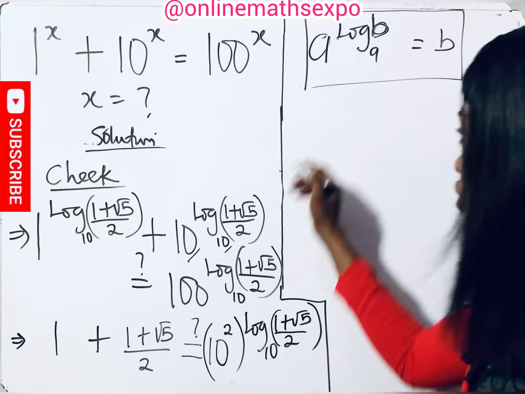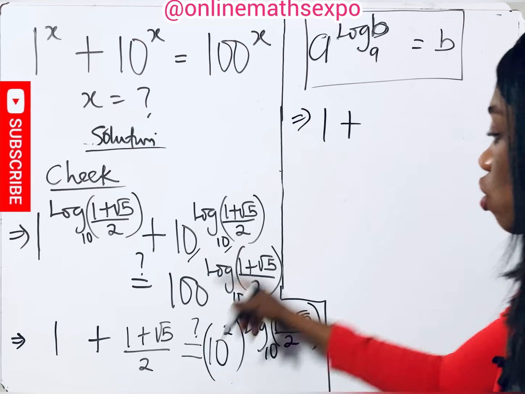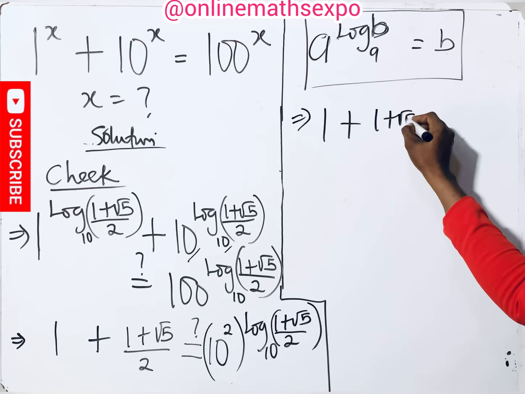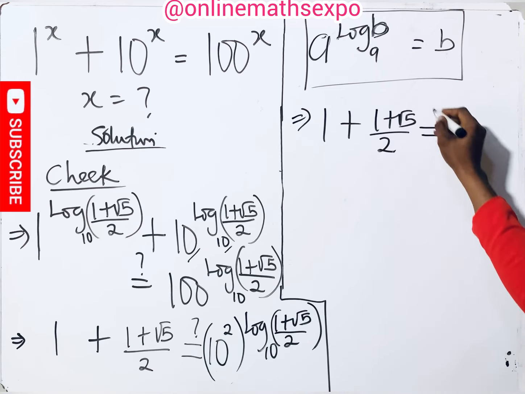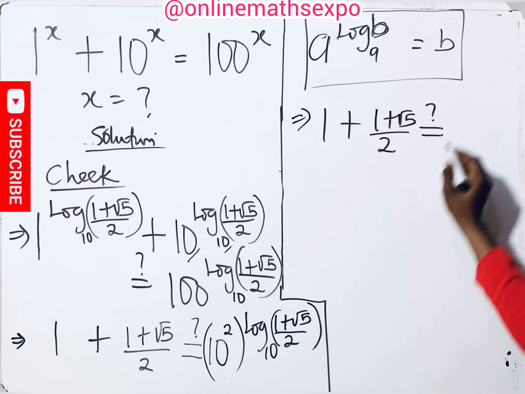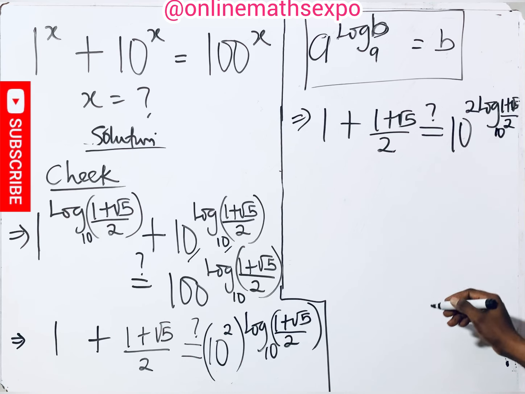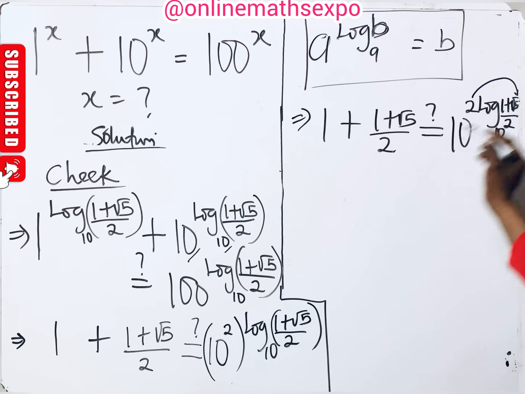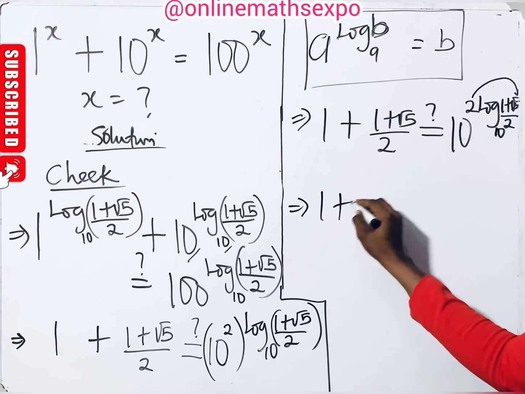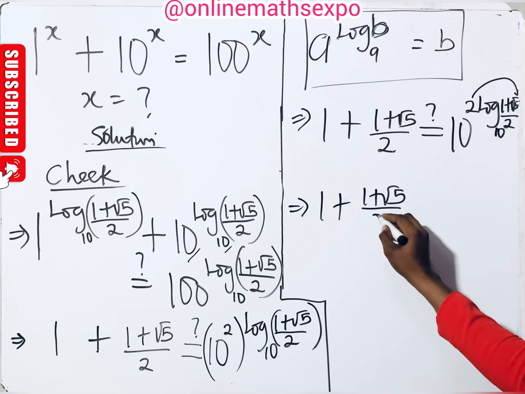So from here, we're going to have 1 plus root 5 divided by 2. Is it the same thing as 10 to the power of 2 log of 1 plus root 5, divided by 2, base 10? At this point, the coefficient turns to be the power of the log. So we are now going to have it as 1 plus root 5 over 2.